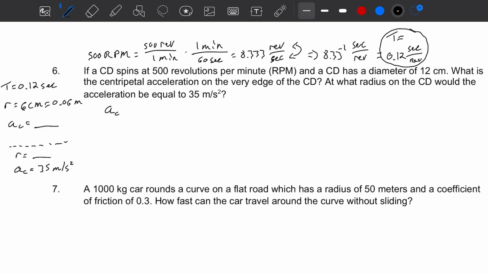If we're looking for AC and we know T and R, we're going to use the 4 pi squared R over T squared. It has the variable set up for what we need. So 4 times pi squared times 0.06 divided by 0.12 squared. And don't forget the 0.12 is squared. Put that in our calculator. We'll get something around 164-ish. Should be 164.33, something like that.